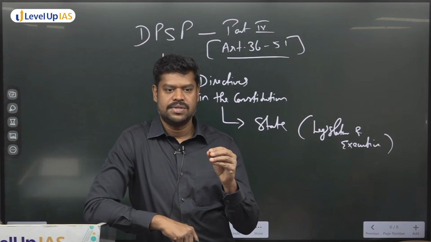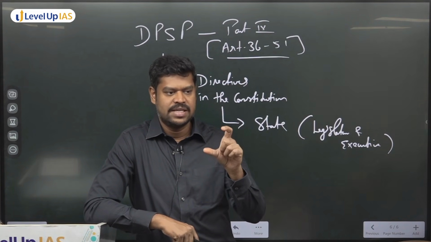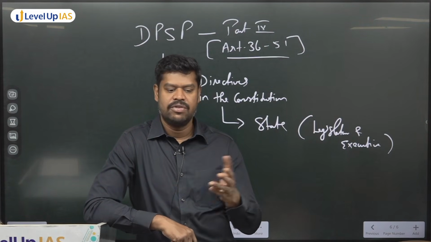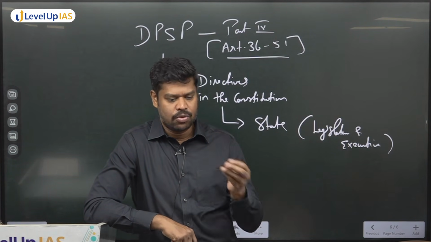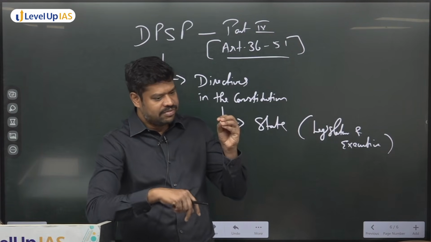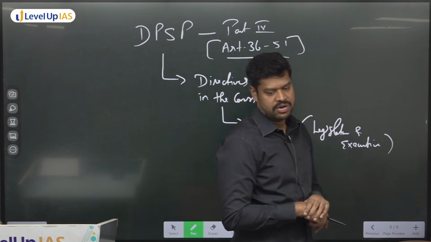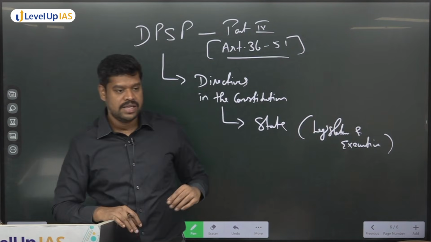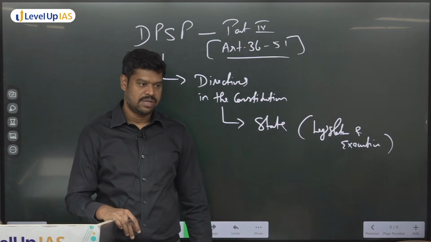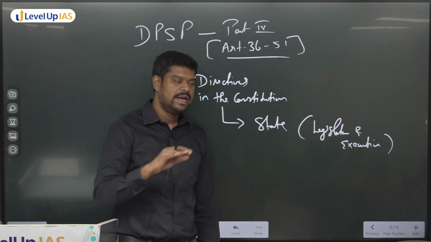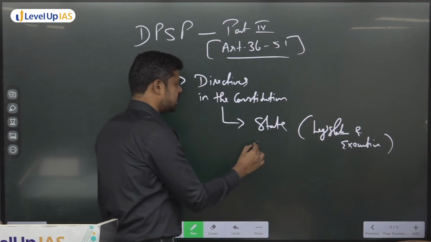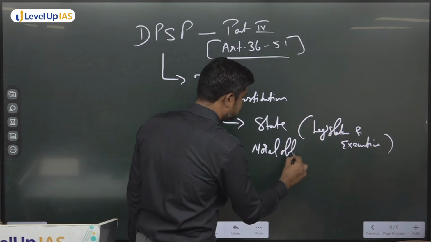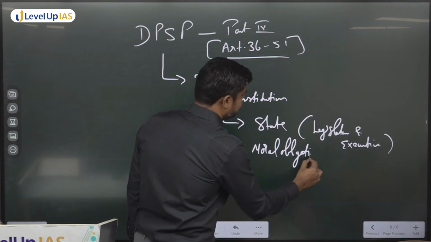So by placing these directives, the Constituent Assembly wanted the state to implement all those things, either by way of a law or by way of certain policies. If these are implemented, it will lead to the welfare of the people. However, the Constituent Assembly thought that these things should not be justiciable in nature. That means they should not be legally enforceable. It is a direction to the state, but only a moral obligation on the part of the state.